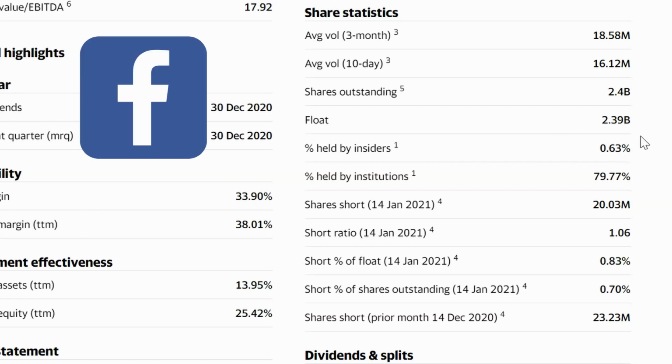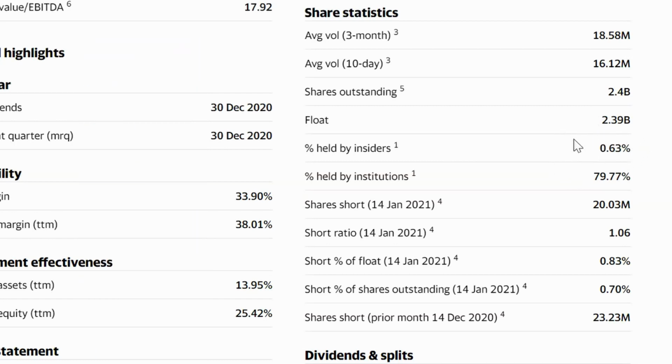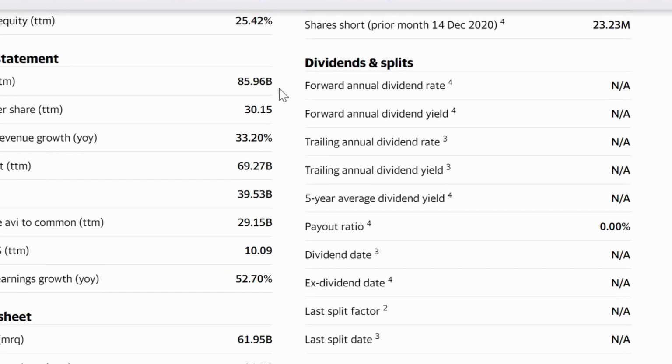Obviously, Facebook is a massive company with lots of money in it already, so obviously it's difficult for managers to have such a high holding in this. So you'd reasonably expect it to be fairly low for this, but the higher the better, because that shows confidence in the business. And then the final bit within the statistics section is dividends.